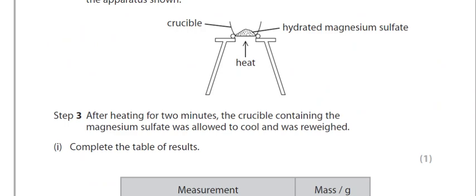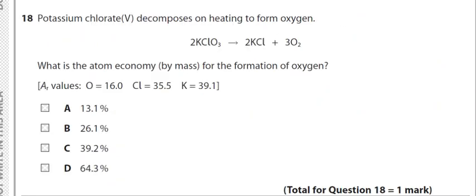The next question. Potassium chlorate decomposes on heating to form oxygen. What is the atom economy by mass for the formation of oxygen? That means the molar mass of oxygen divided by the molar mass of all the reactants or all the products. The molar mass of oxygen is 16 plus 16 is 32, times 3. 32 times 3 is 96. That's the mass of oxygen. Then you divide by the molar mass of all the reactants or all the products, times 100%.